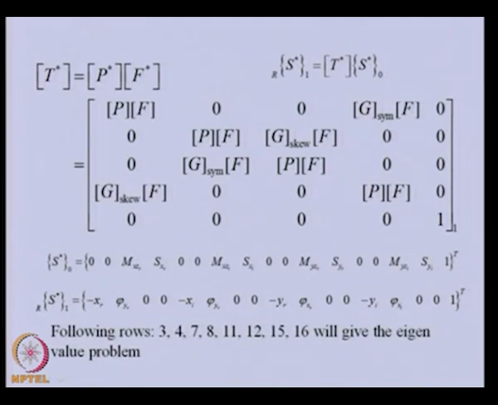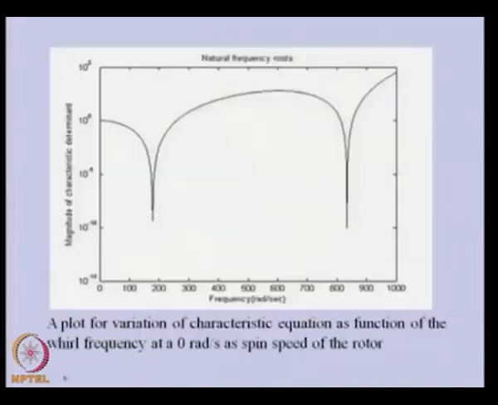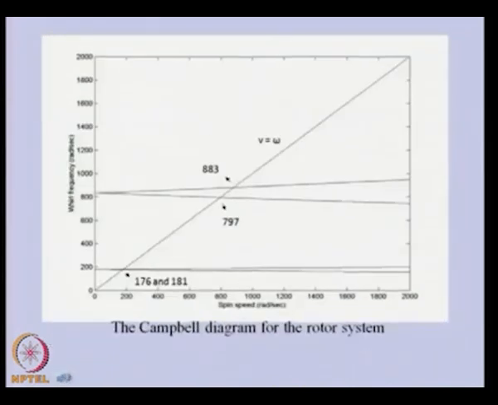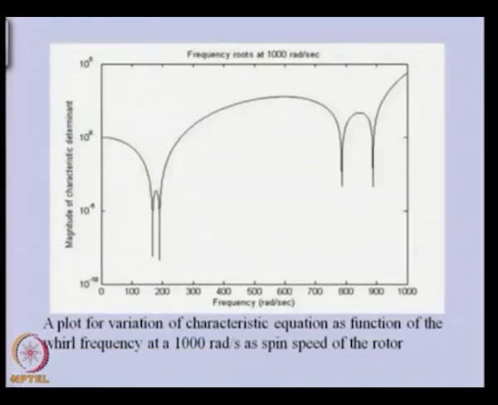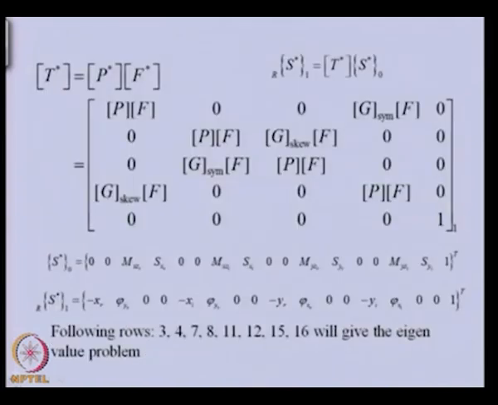So, in this we have the third equation, fourth equation, 7th, 8th, 11th, 12th, 15th, 16th, which will be having 0 entry here. So, we will take out those equations only and we will stack them, and basically we will be getting a total 8 by 8 matrix.